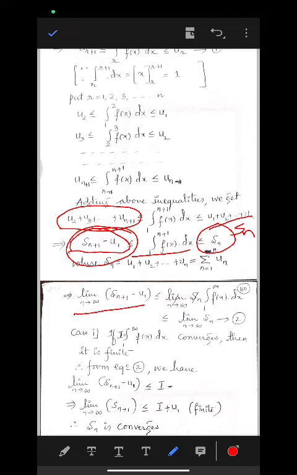Apply the limit as n tends to infinity: S(n+1) minus u1, which is less than or equal to the integration from 1 to infinity. Why 1 to infinity? Because we are applying the limit as n tends to infinity. So if you apply n to infinity, infinity plus 1 will appear in the upper limit, and infinity plus 1 is nothing but infinity. So directly I have taken the integration from 1 to infinity of f(x) dx, which is less than or equal to the limit as n tends to infinity of Sn. And this I call equation 2.